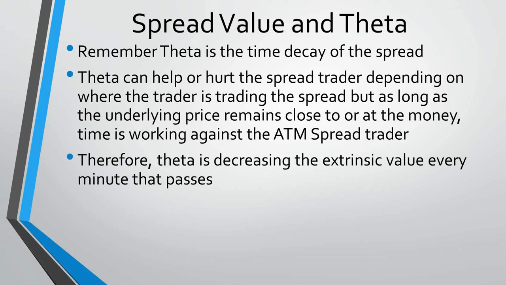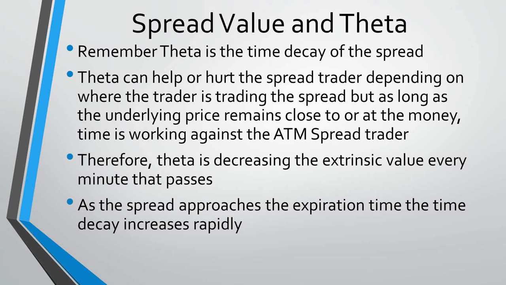Therefore, theta is decreasing the extrinsic value every minute that passes. As the spread approaches the expiration time, the time decay increases rapidly. That's one thing you're going to want to realize. Initially, if you have 2 hours to go or 90 minutes to go, if you're at the money, theta is still working against you, but you're not going to notice it as much. But as you get really close to expiration, that theta gets very, very large, and that spread can lose extrinsic value very quickly if it remains at the money.